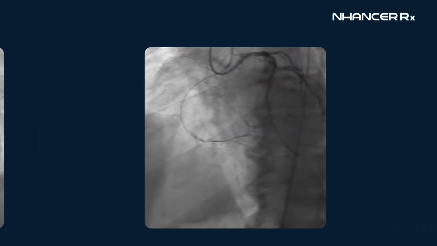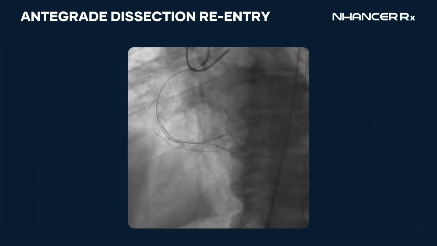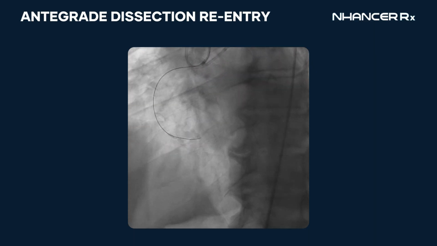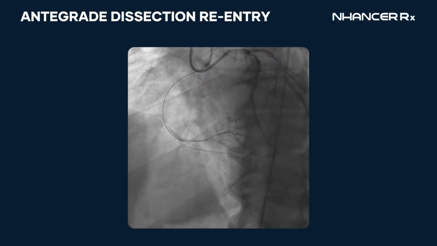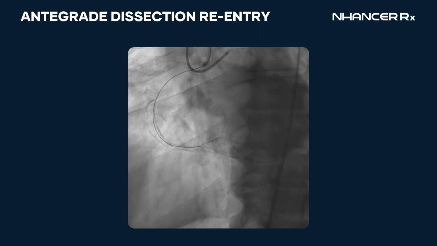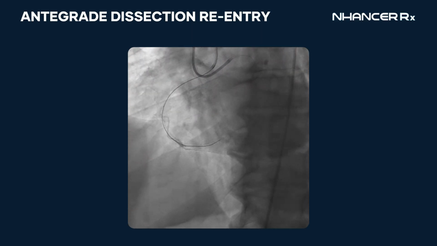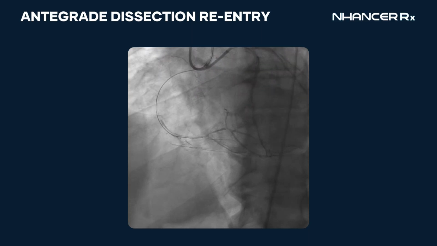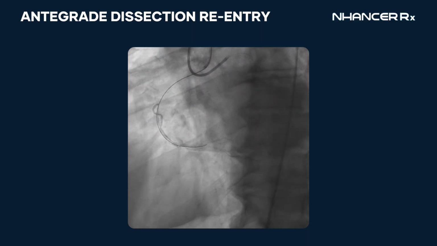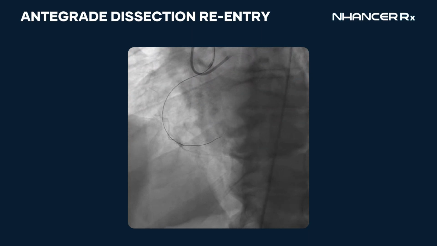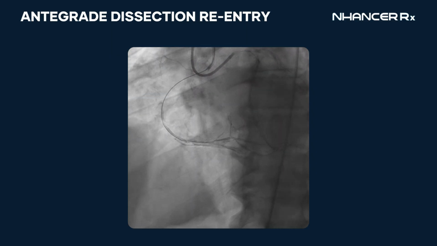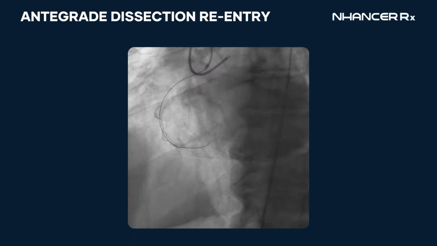So the main strategy was basically an antegrade dissection re-entry technique, and here you can see our Stingray balloon with a stiff penetrating wire that was advanced into the RPL. However, it's unclear exactly, as you can see from this angiography, where the re-entry occurred, and there might have been some subintimal tracking before it re-entered into the RPL, even in the distal RCA.